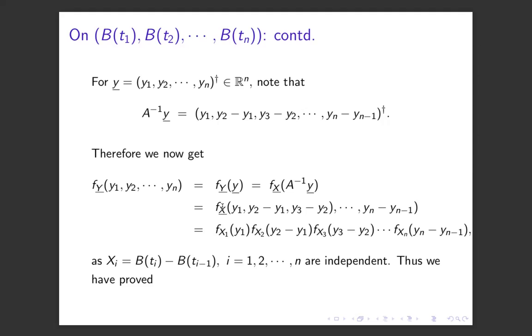And all the x1, x2, ..., xn are independent. The PDF of x bar is the product of the individual PDFs. So this is precisely f sub x1 at y1, f sub x2 at y2 minus y1, f sub x3 at y3 minus y2, etc., f sub xn at yn minus yn minus 1. Because these xi's are independent random variables.